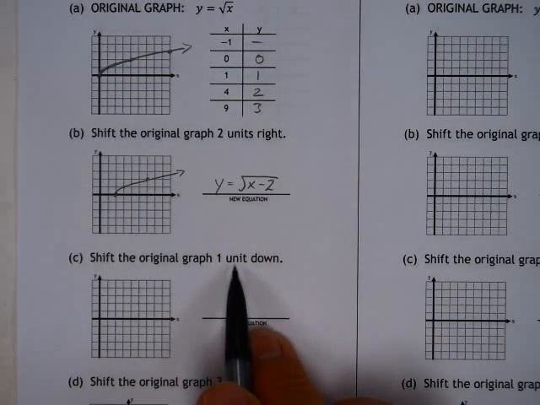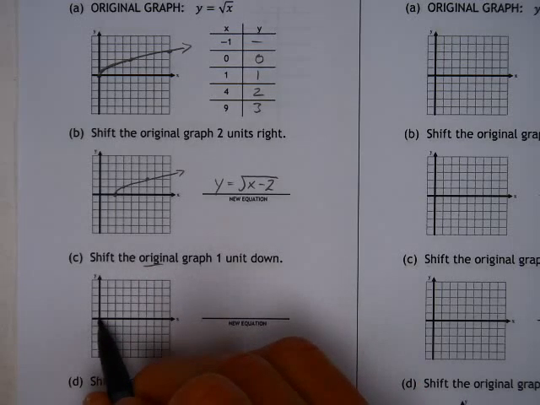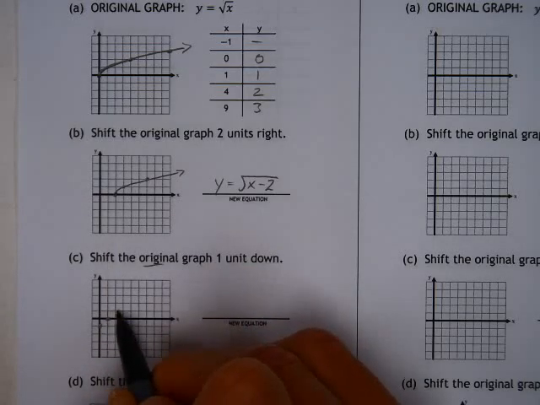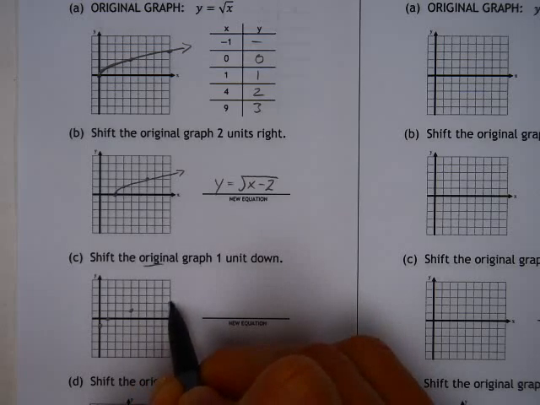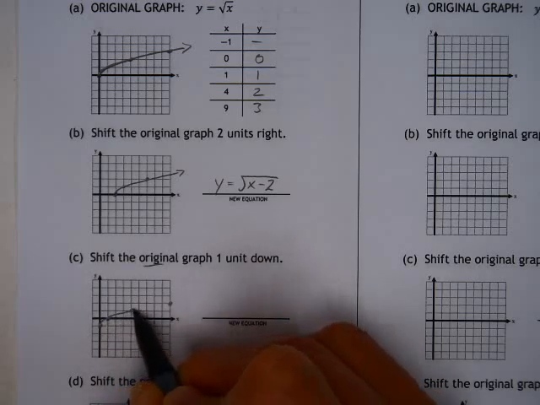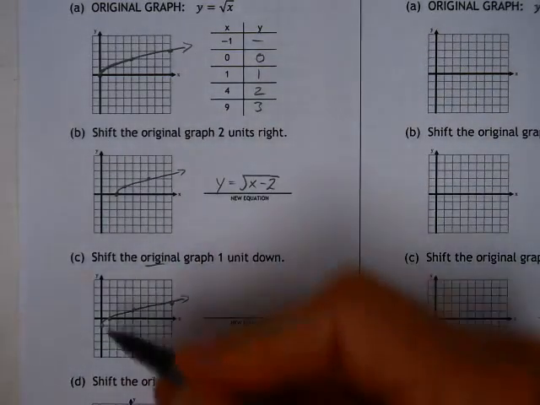Okay, if we're going to shift 1 unit down, then from the vertex we're going to cruise down here and put a dot there, and then everything else, the up 1 over 1, the up 1 over 1, 2, 3, and the up 1 over 1, 2, 3, 4, 5 does that little thing. So it's the same exact graph of the original, it just shifted down.